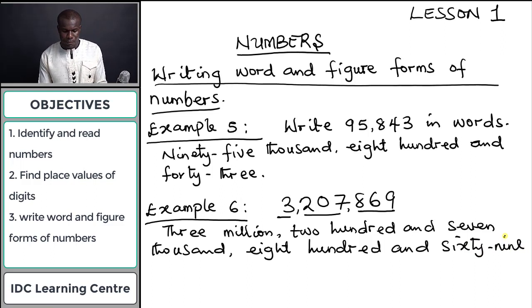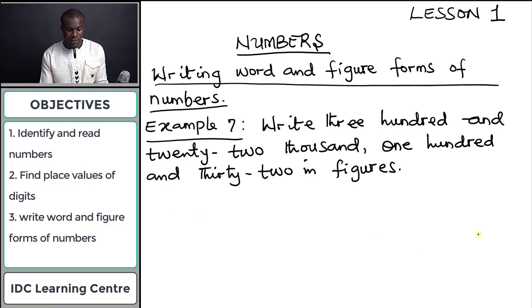Okay, now finally I want us to look at how to write word forms to figure. Okay, so this will take us to example 7. All right, now let's look at our last example for today, example 7. Now write 322,132 in figures. For you to be able to write this, you must also write in group.